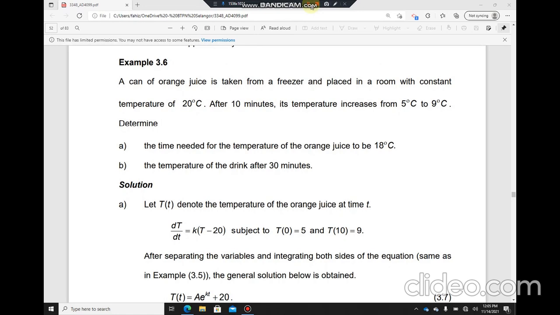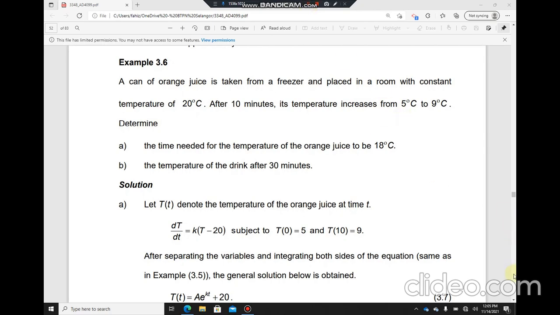Okay, so we continue with example 3.6. A can of orange juice is taken from a freezer and placed in a room with constant temperature of 20 degrees Celsius. After 10 minutes, its temperature increased from 5 degrees Celsius to 9 degrees Celsius. Determine A, the time needed for the temperature of the orange juice to be 18 degrees Celsius. And then B, the temperature of the drink after 30 minutes.